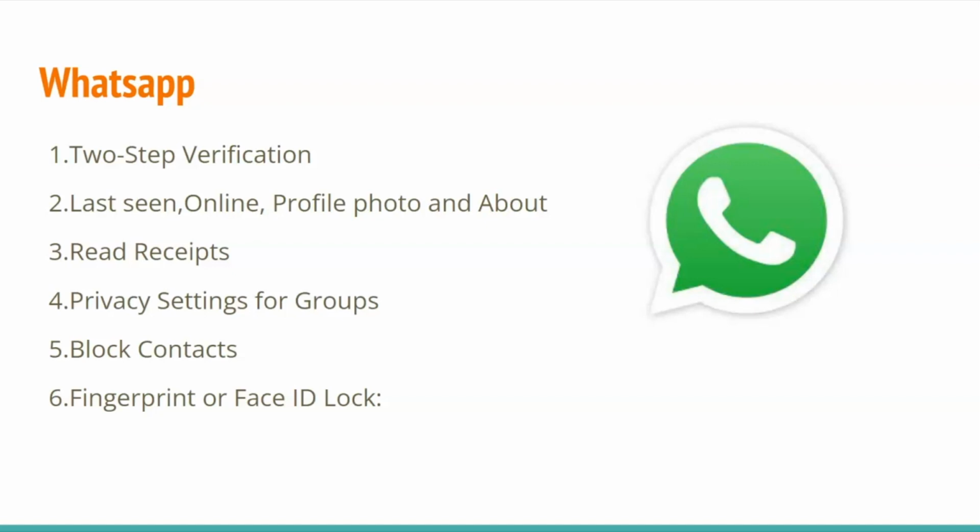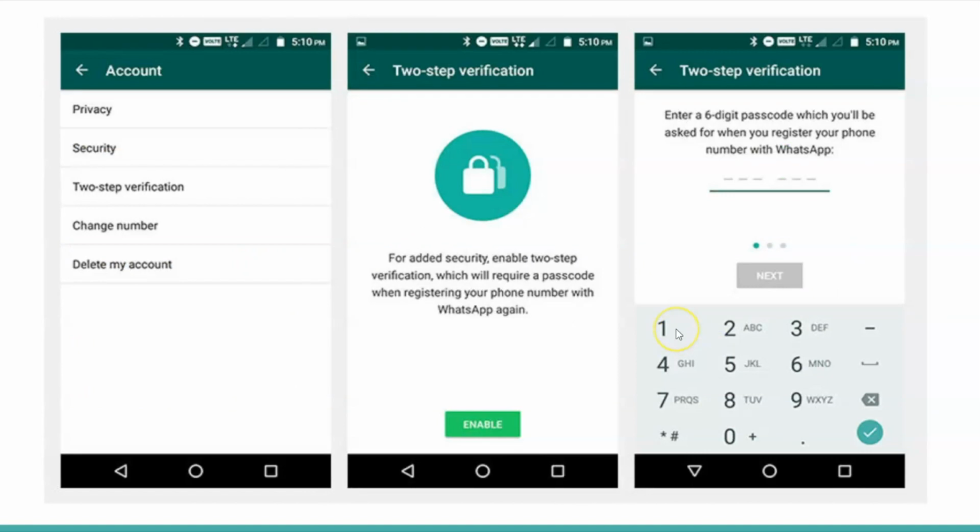Apart from the end-to-end encryption, WhatsApp has provided us various other security settings. So let's see. Our first setting is two-step verification. This is an additional layer of security. It requires you to set up a 6-digit PIN that you will need to enter when you register your phone number with WhatsApp again. It helps protect your account from unauthorized access.